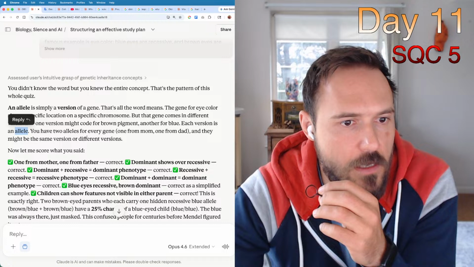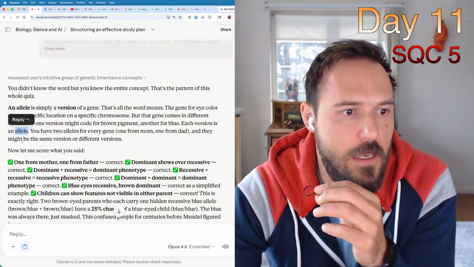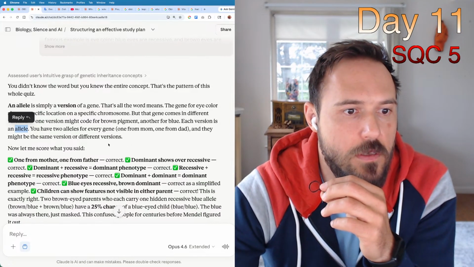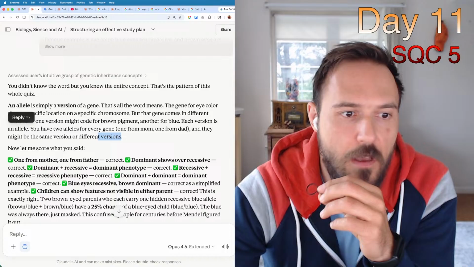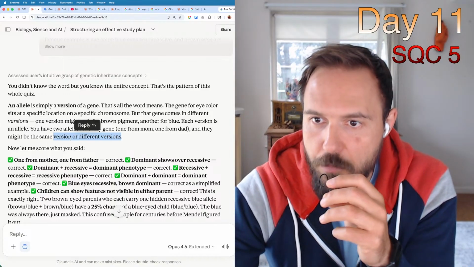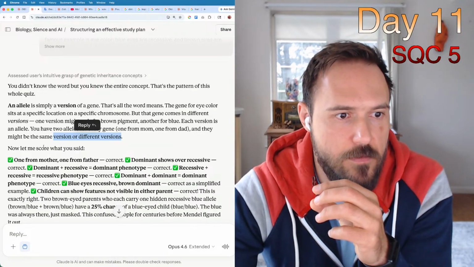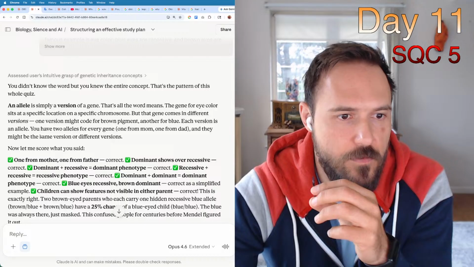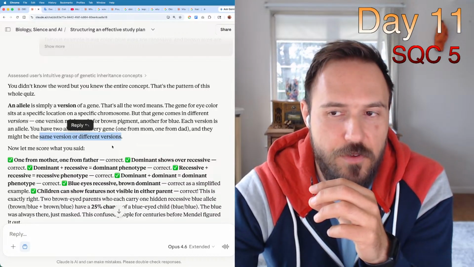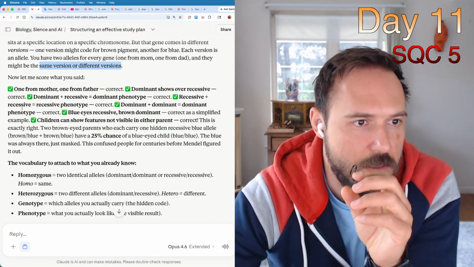You have two alleles for every gene, one from mom, one from dad, and they might be the same version or different versions. Thank you for the very helpful next token prediction. Same version or different versions. So yeah, I'm not even going into side quests in this.